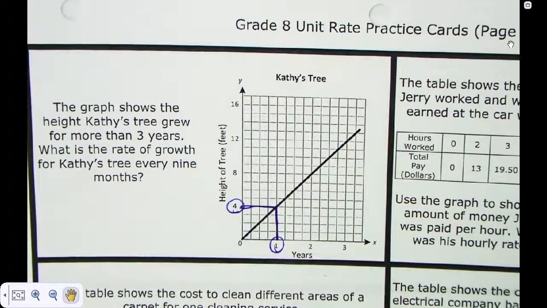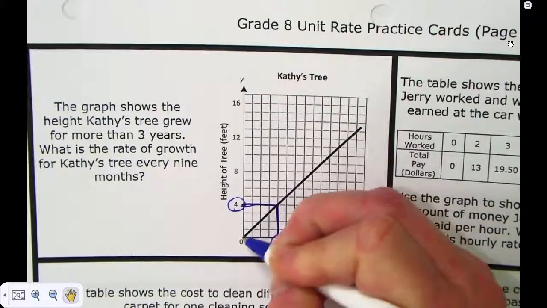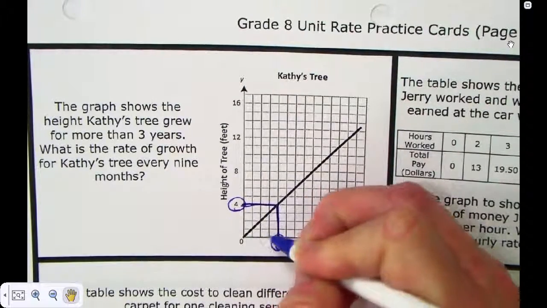What is the rate of growth for Kathy's tree every 9 months? Now they just want you to be able to read a graph. Go. Find how much it grew for 9 months. In 9 months' time. Guys, it shouldn't be that hard. It shouldn't be taking you that long. What is it? 3 feet. Guys, this year is divided into how many sections? 4 parts. 1, 2, 3, 4.